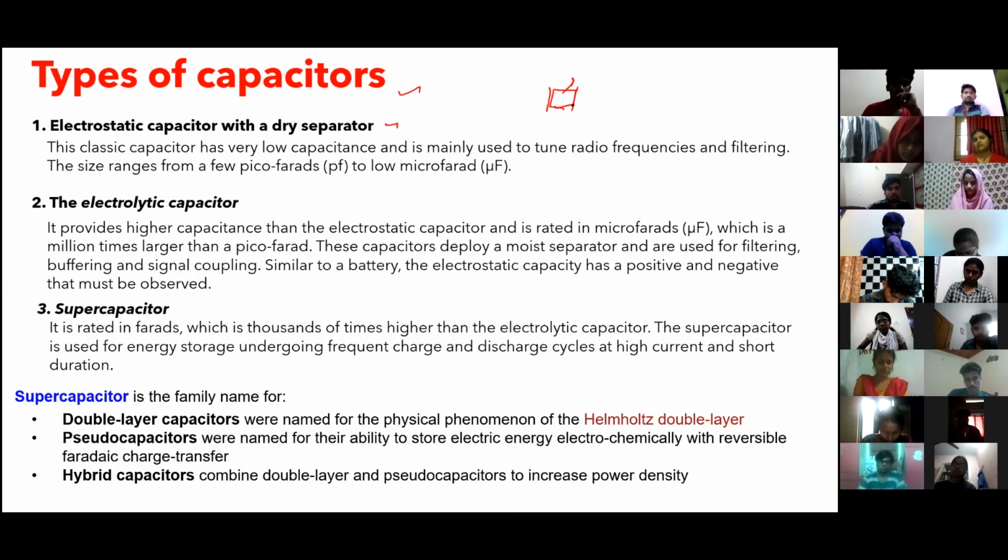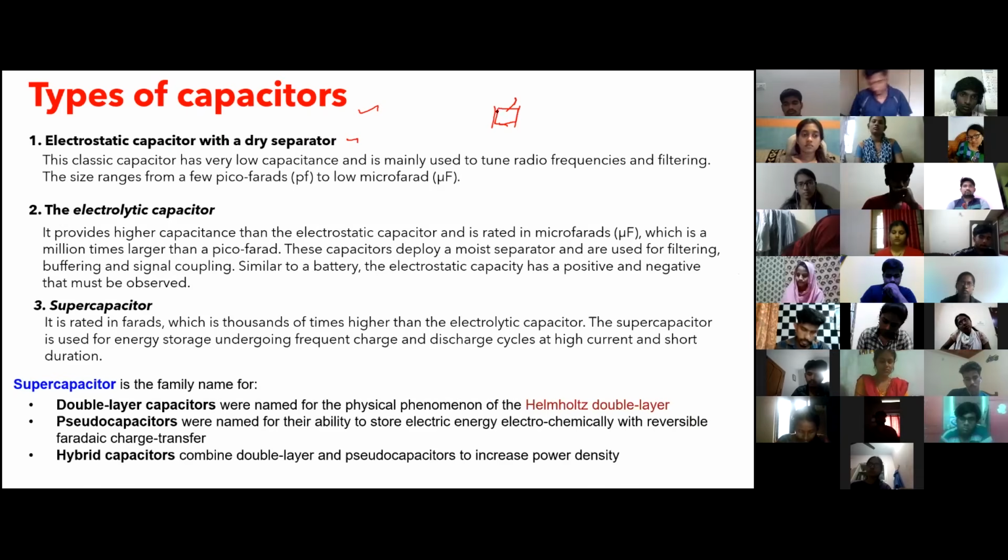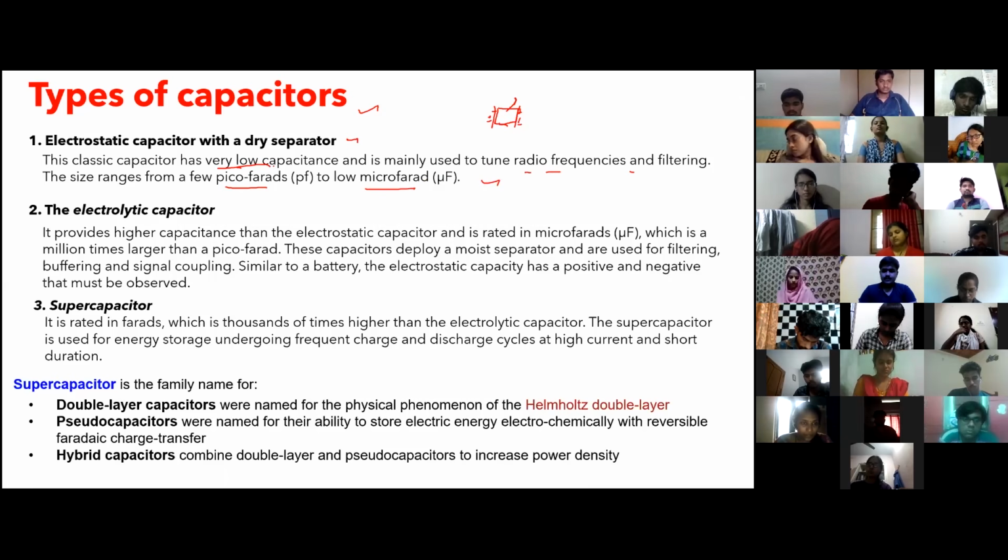Okay, they are electrostatic. Nothing is moving here. Just a dielectric, and charges are built up on one side and the other, and it's just stored. They are electrostatic, correct? And this has a very low capacitance normally, like picofarads up to microfarads. They have applications in radio frequencies and filtering circuits.